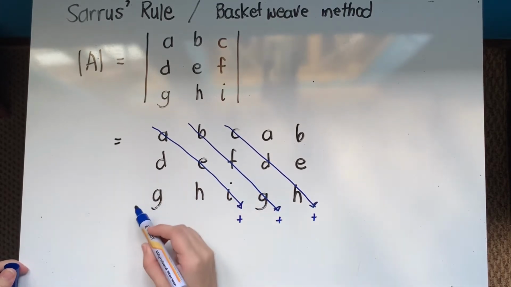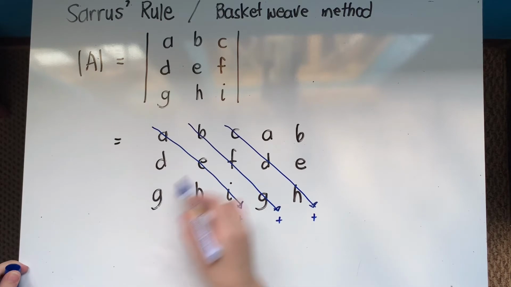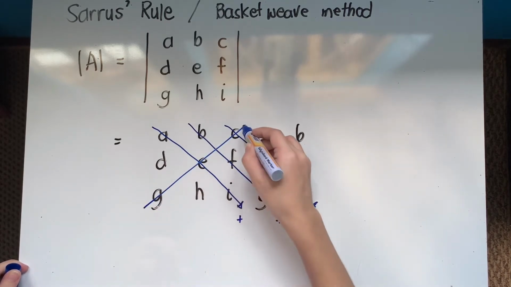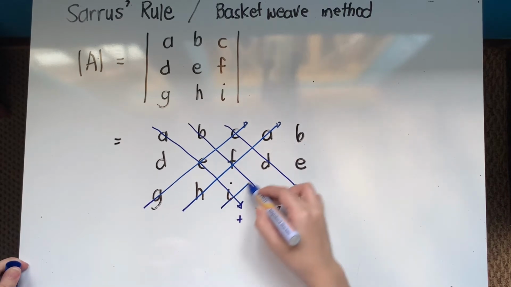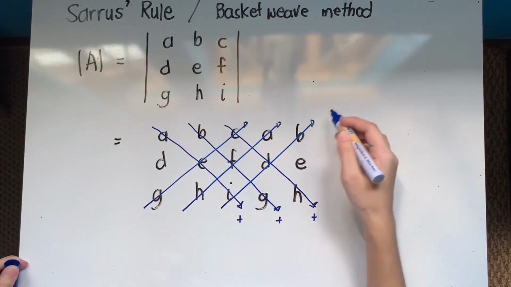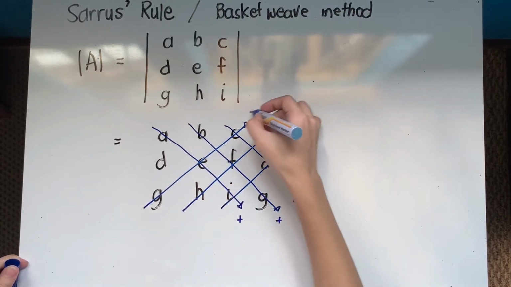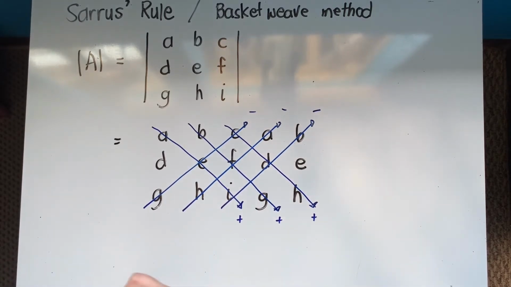And then, you also have 3 entry diagonals upward. So, you have G, E, C, H, F, A, and I, D, B. Lahat naman ng upward diagonals will be negative naman yung sign nila.